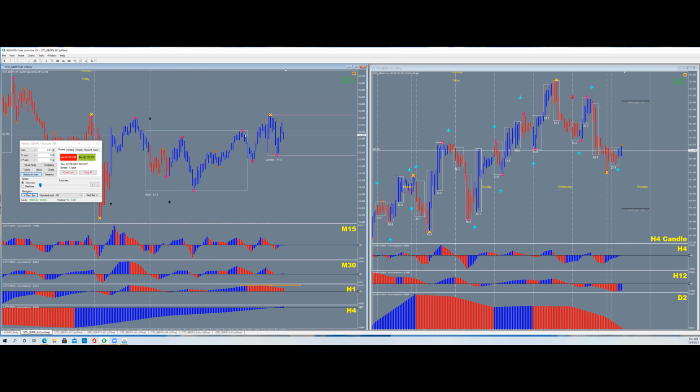I mean, your ranges in the Asian session are just generally not there. It's a tighter range. Look at that, a 21 pip range compared to a London session, which could be a 40, 50 pip range.